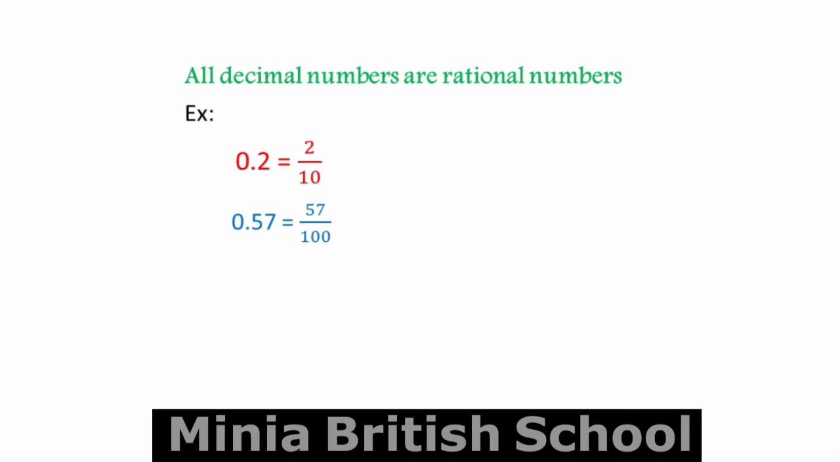But here, 0.57. Here you have two numbers after the decimal point. So the denominator is 100. So 0.57 equals 57 over 100.